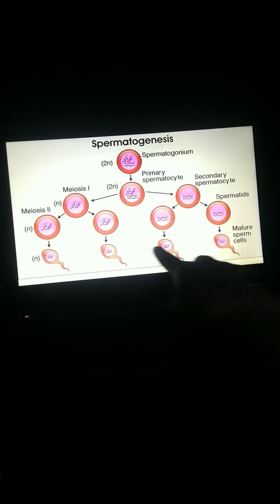In this slide is shown spermatogenesis. Spermatogonium 2n continues as primary spermatocytes, and they divide into two parts: number one, secondary spermatocytes, and number two, cells in meiosis first. Meiosis first is followed by meiosis second in n form. Spermatogonium is 2n, primary spermatocytes are 2n cells, and they divide through meiosis first and meiosis second into n. Then the n form is sperm. This is sperm. And secondary spermatocytes are converted into spermatids, also in n form, and then mature sperm. These are mature sperm.